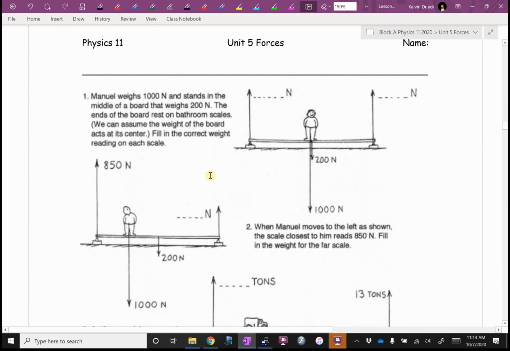We'll do a couple more and then we'll be done. We'll pause. Next page.